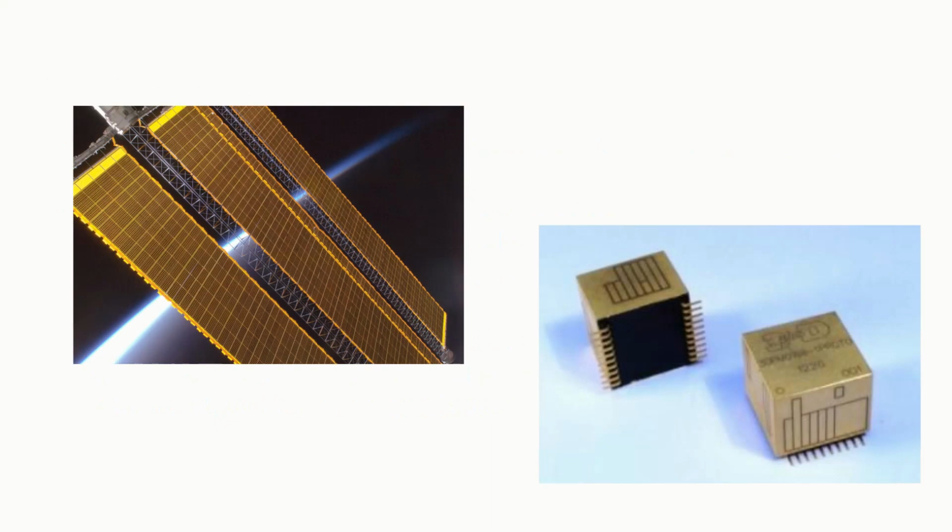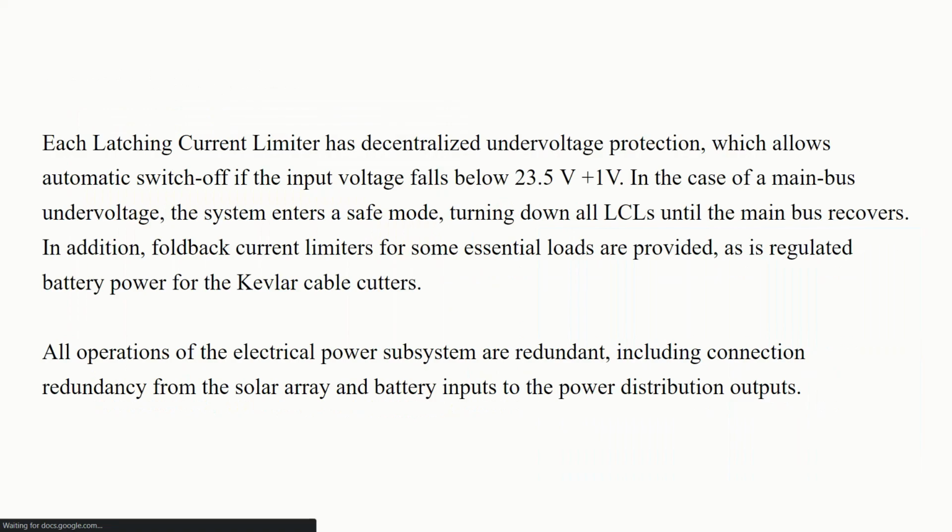The figure on the left is the solar array, and the figure on the right is the LCL or latching current limiters. So each LCL has decentralized undervoltage protection, which allows the automatic switch off if the input voltage falls below 23.5 volt plus 1 volt. In the case of a main bus undervoltage, the system will enter a safe mode that will turn down all the LCLs until the main bus recovers. In addition, foldback current limiters for some essential loads are provided, which is regulated battery power for the Kevlar cable cutters.